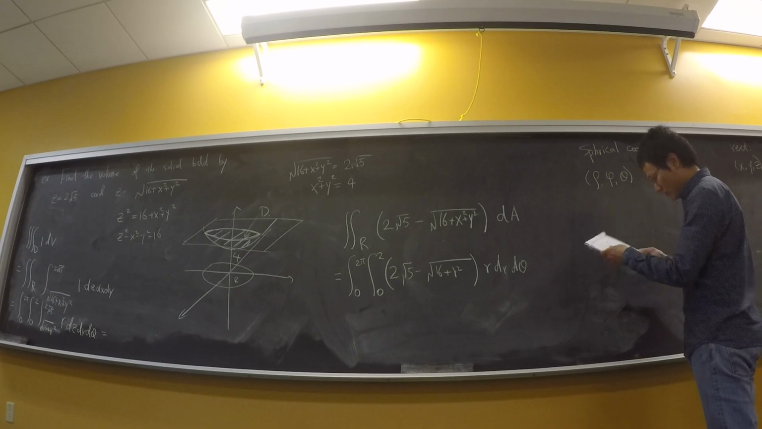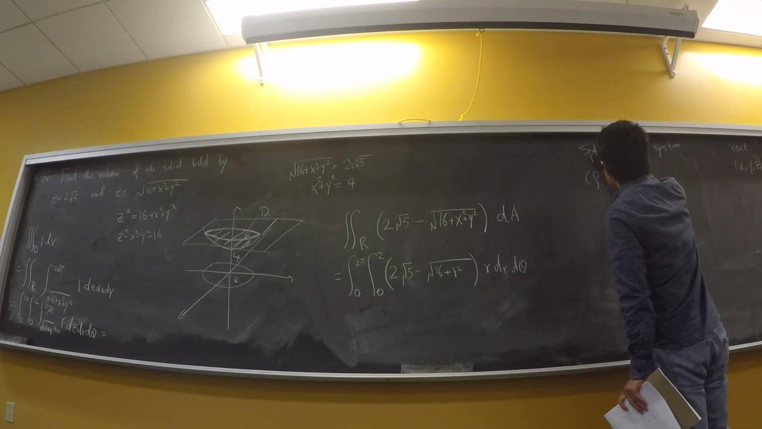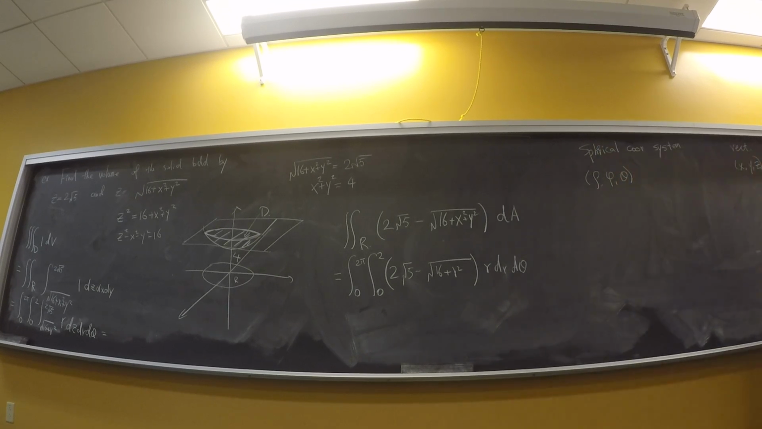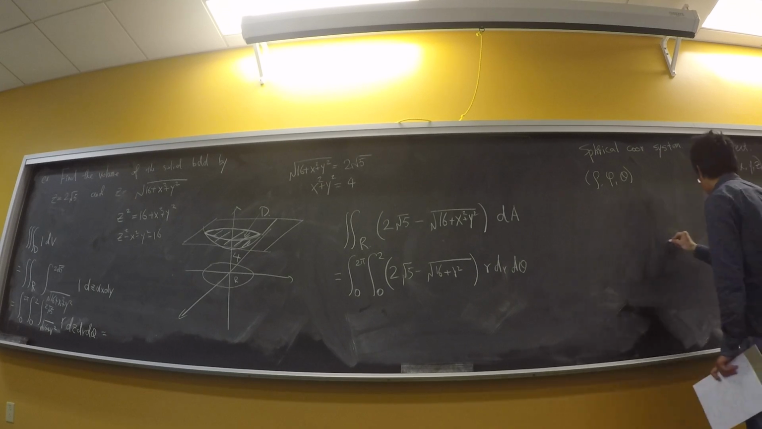Am I writing this wrong? I have an E right here, right? Right here. Spherical coordinate system. Okay, so I want to have the picture right here.